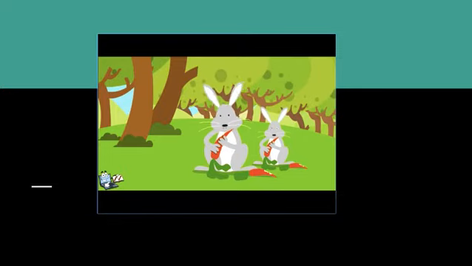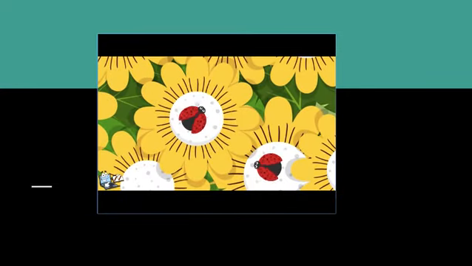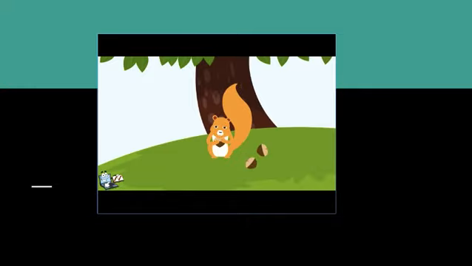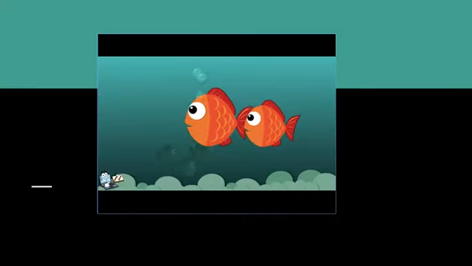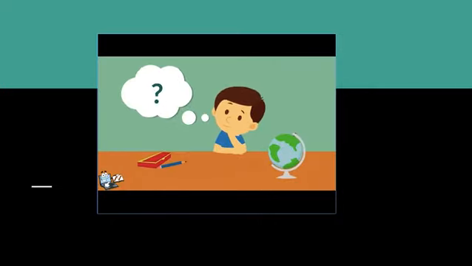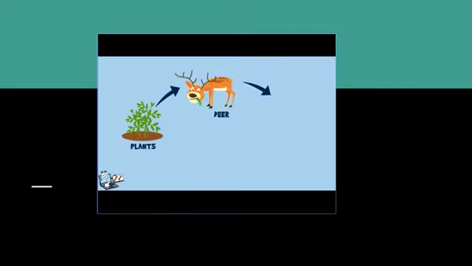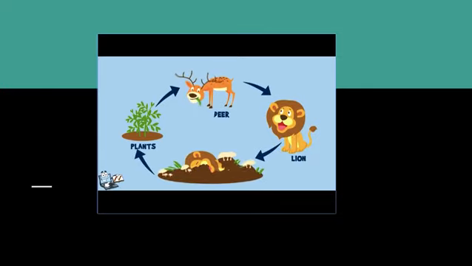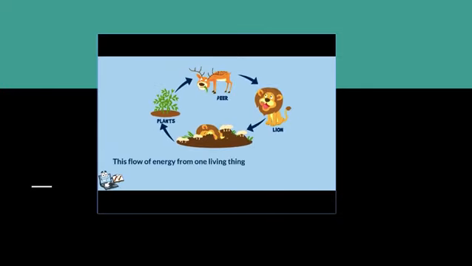These cute rabbits, tiny beetle, naughty squirrel, beautiful fish, lovely flowers, and these trees. If it's alive, it needs energy. Where does this energy come from, and how does it get passed around to all living things? Energy passes from one organism to another as they eat plants or any other one. This flow of energy from one living thing to another living thing is called a food web or a food chain.